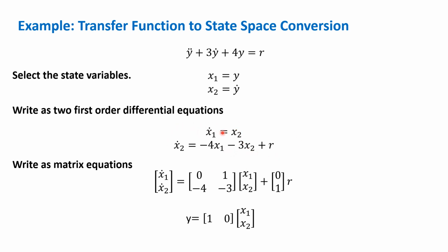This set of two first order equations we can write as a single matrix equation. So we have this matrix equals a 2 by 2 matrix times x1, x2 plus a 2 row, 1 column matrix times r. And the output is simply going to be written as a matrix times a matrix again. So you multiply this out, what do you get? You get y, which equals 1 times x1 plus 0 times x2, it's simply x1, so y equals x1, which we know from up here.